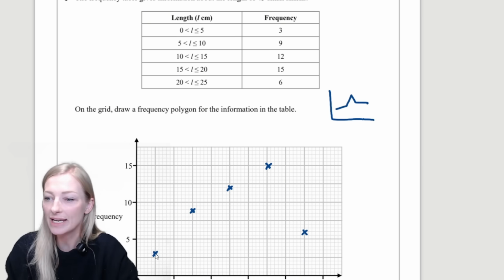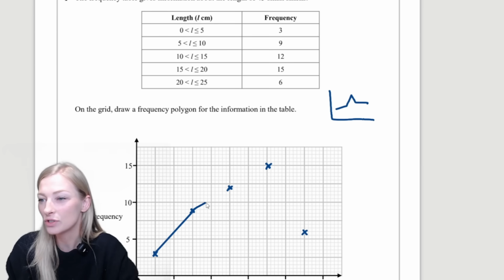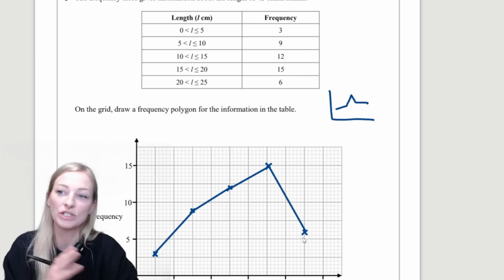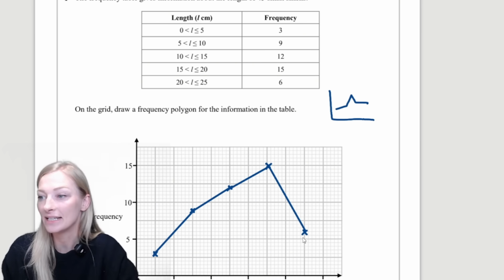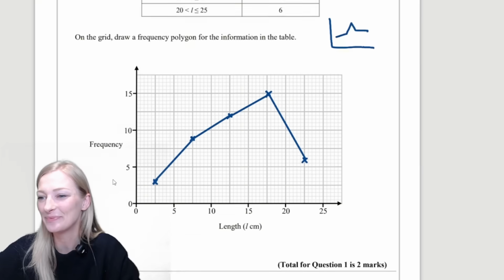And then we join each of those sections up with a nice straight line, dot to dot. Don't join the first one to the last one, and don't join them to the origin. That is it, completed, 2 marks, all done.